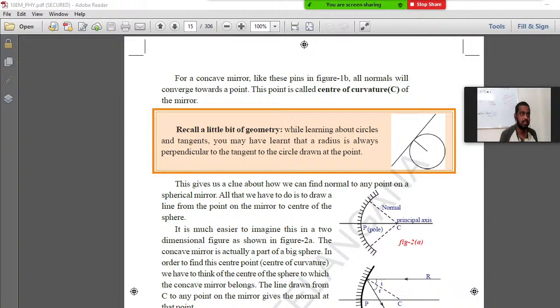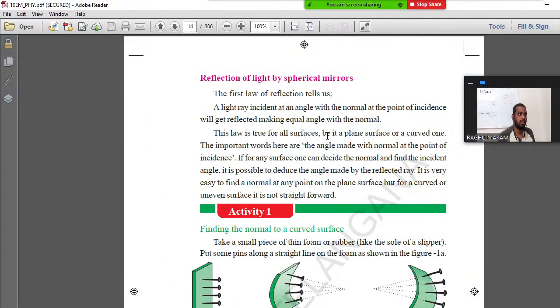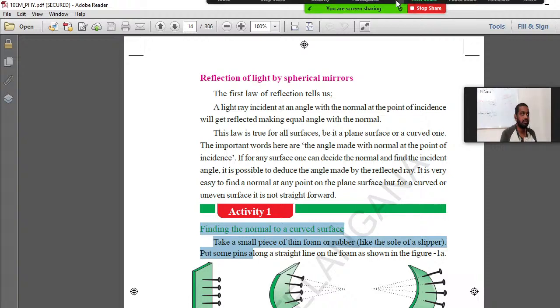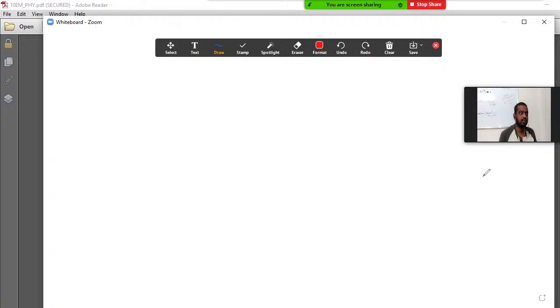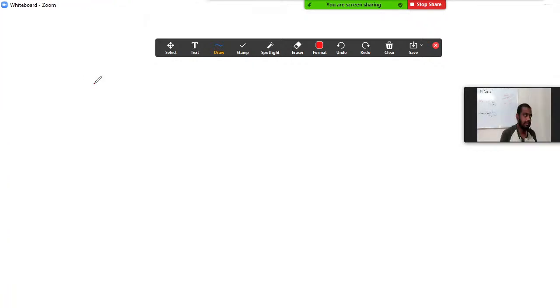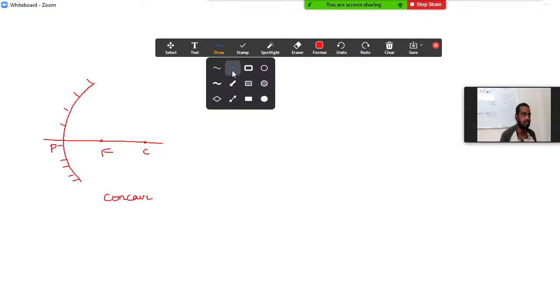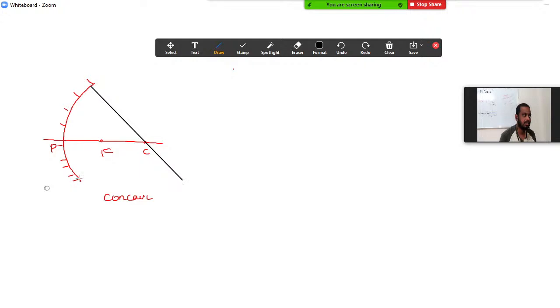In the last class, we discussed how to find out the normals by using the activity one, right? After finding the normals, we concluded some important points. A concave mirror will consist of converging normals. This is which kind of mirror? Concave mirror. Concave mirror will have converging normals and all the normals will meet at one point. That point we will consider as the center of curvature.